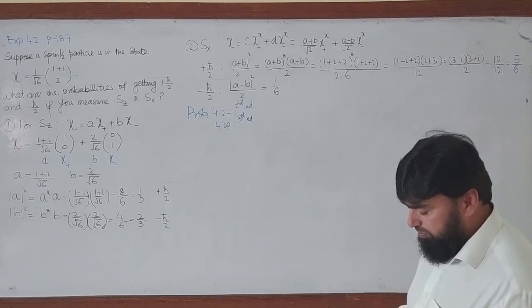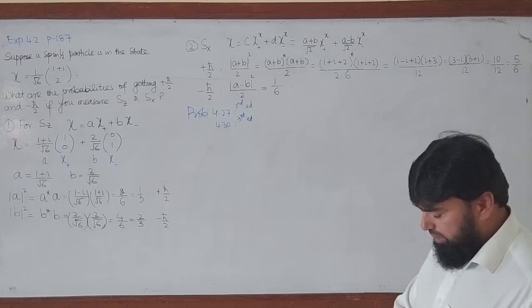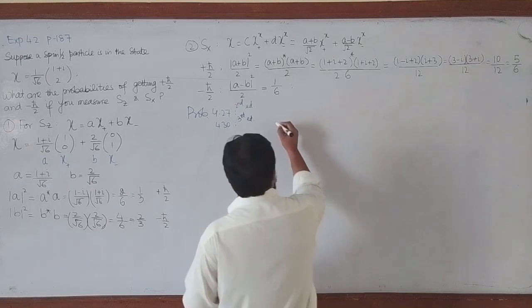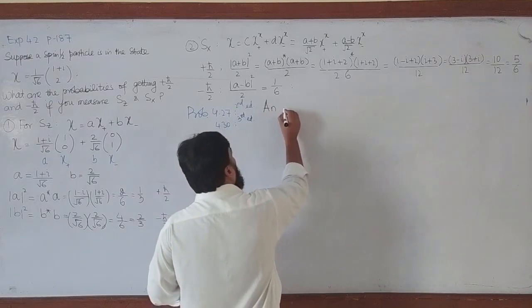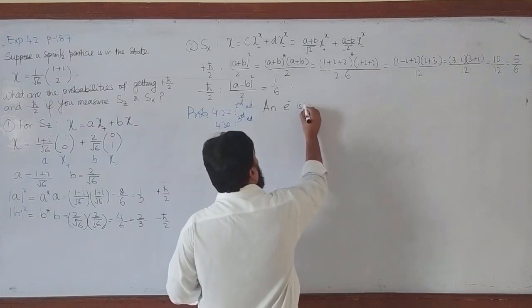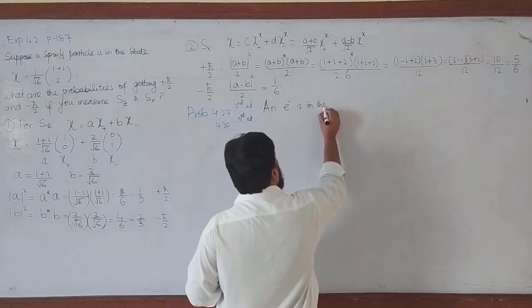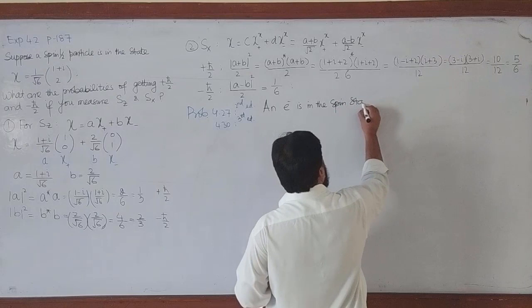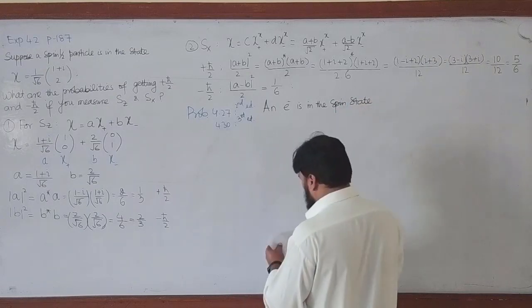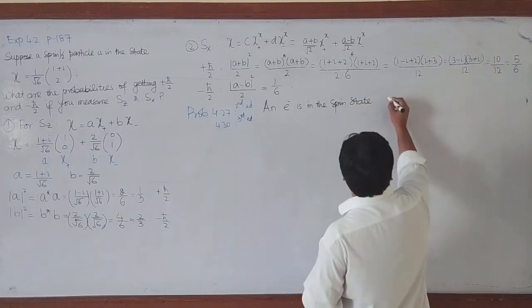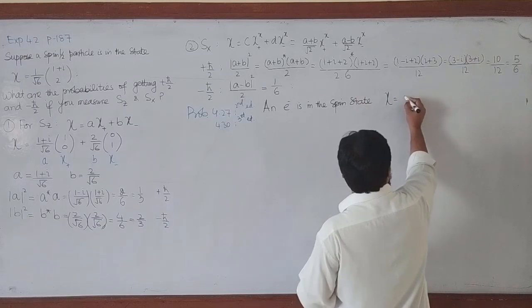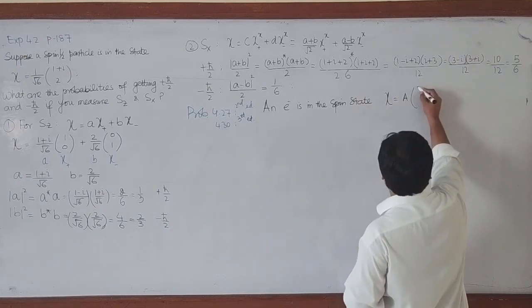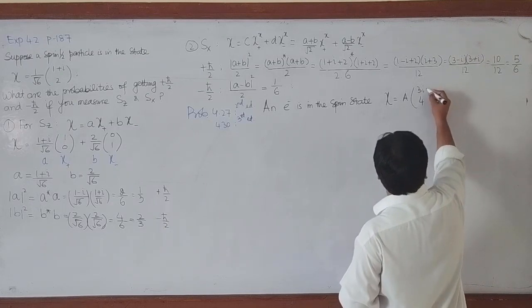So this problem states that an electron is in the spin state, and the spin state is that chi is equal to A 3I 4.